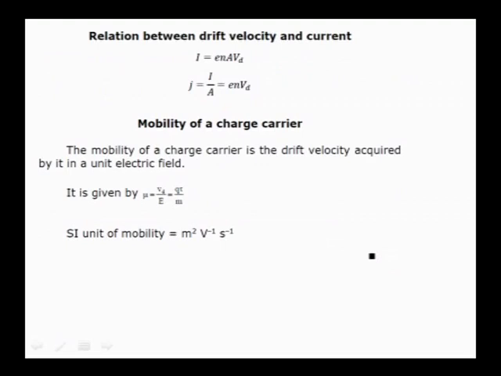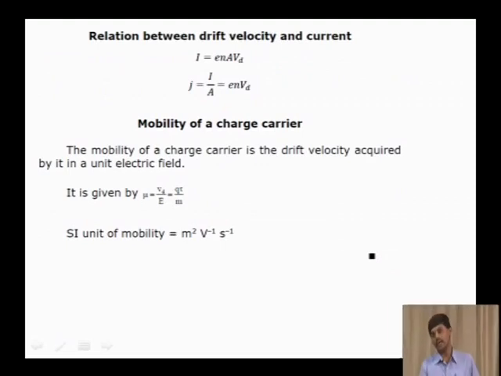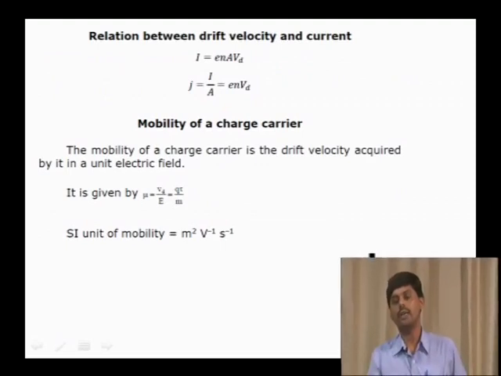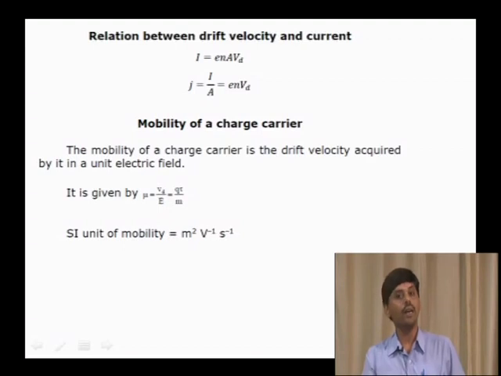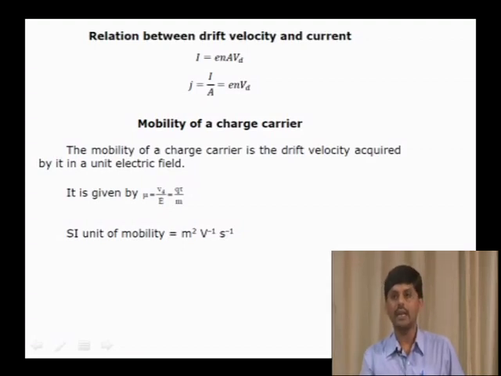Next, relation between the drift velocity and current. We have I is equal to neA Vd, where e is the charge of the electron, n is the number density of the electrons, A is the area of cross section, Vd is the drift velocity. Also we can write J is equal to I by A, current per unit area. If you substitute the value of I in this equation, we get J is equal to nevd.